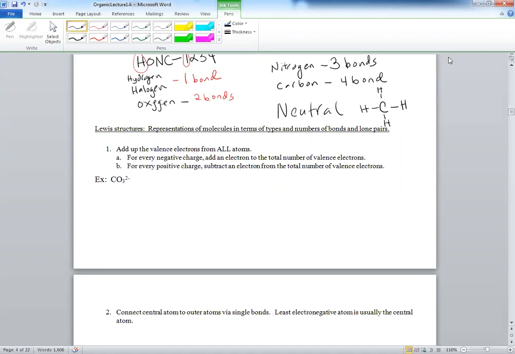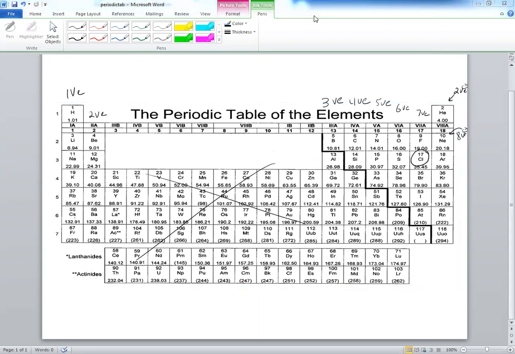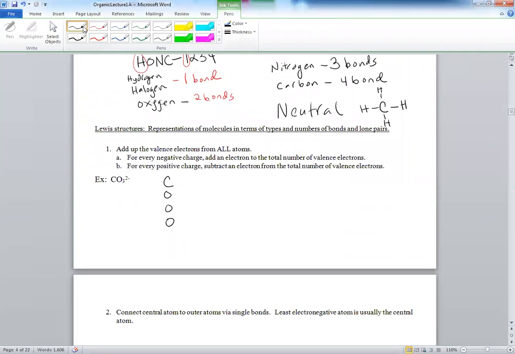So the rule is that you always add up the number of valence electrons from all atoms. So in this case, carbon, when we have 3 oxygens, you list them. I like to list them like that. And then the charge, we're going to get to it in a second. So as we talked about before, we need to look up or remember how many valence electrons carbon has. So if we go here, we see that carbon has 4 valence electrons and oxygen has 6. And we have 3 of them, remember.